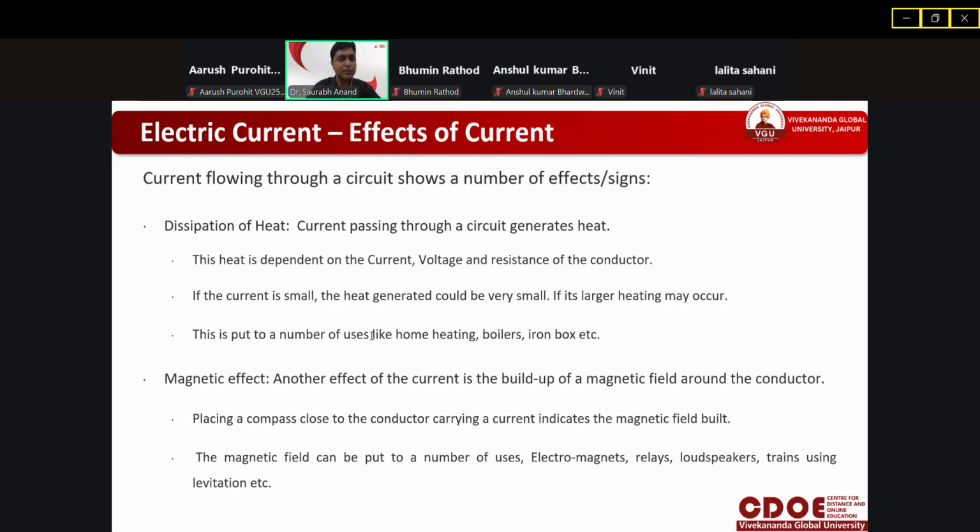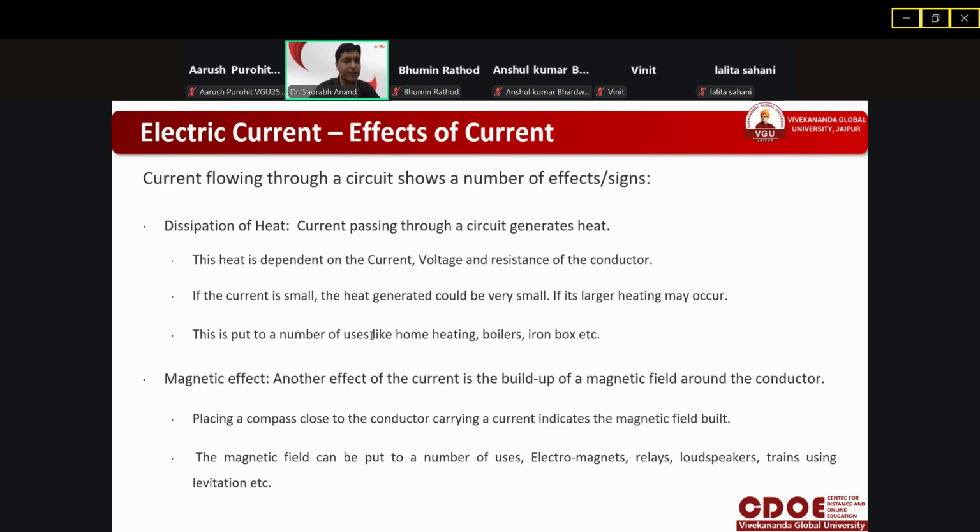So we have understood what current is, what the value of the current can be, and we can calculate it also. But if current is flowing in any circuit, then it shows some effects. There may be some signs, right? Sign means effect. So if we are continuously applying a higher current, there may be an effect. What type of effects can be reflected there? Those types of effects are shown here.